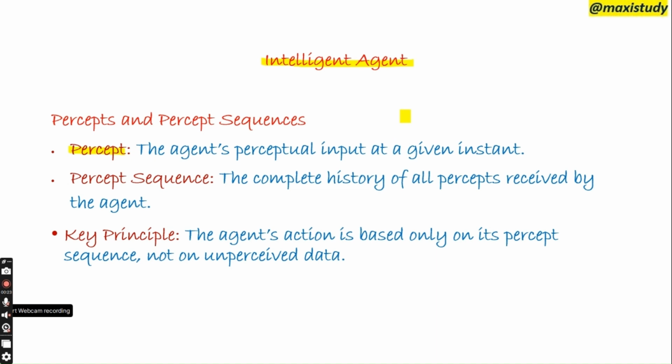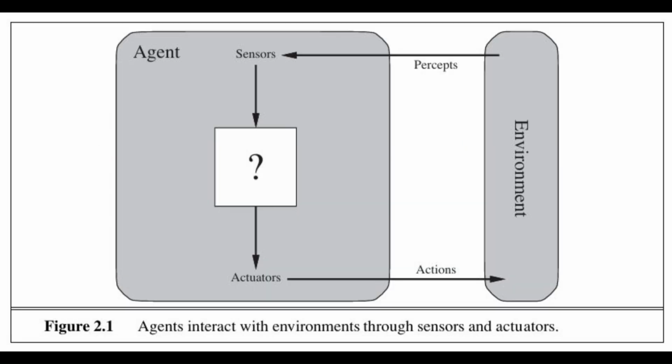An agent's decision depends entirely on its percepts, the information it gathers at any moment. Its complete history of percepts is called the percept sequence. So the percept sequence guides every action it takes. This means agents act based on what they have seen, heard or experienced, never on unknowns. In the diagram, the agent uses sensors to perceive the environment, next, based on the perception the agent takes the decision, and next, based on the decision the actuator works.